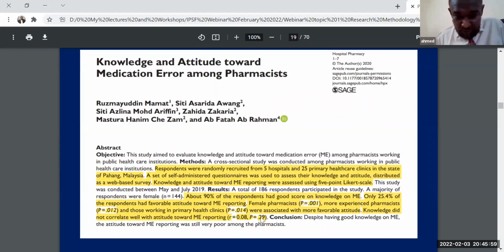Here, one of the statistics they also use is Pearson correlation. Before the conclusion, they report a Pearson correlation of 0.08, and the other value is a p-value. The p-value is not significant, but the Pearson correlation coefficient is used for linear or normally distributed data.